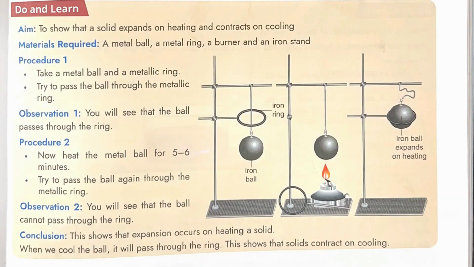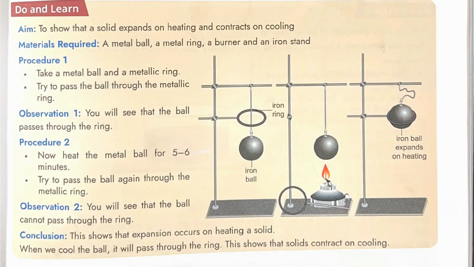To show that a solid expands on heating and contracts on cooling, the materials required are a metal ball, a metal ring, a burner, and an iron stand. So we take the metal ball and a metallic ring. Try to pass the ball through a metallic ring. You will see that the ball passes through the ring. Now heat the metal ball for 5 to 6 minutes. Try to pass the metal ball again through the metallic ring. You will see that the ball cannot pass through the ring.